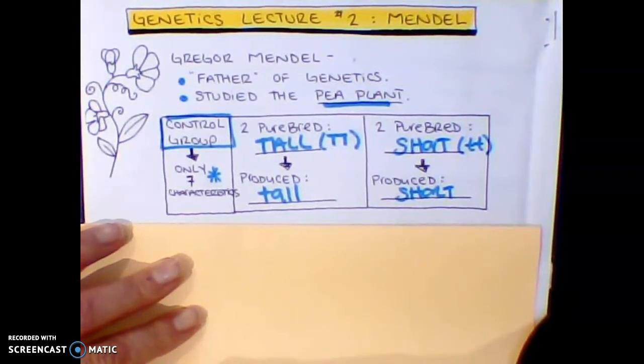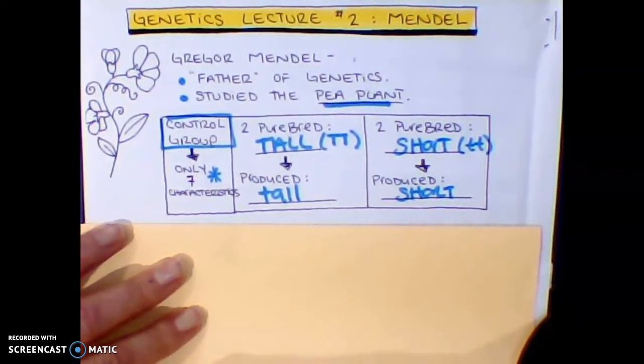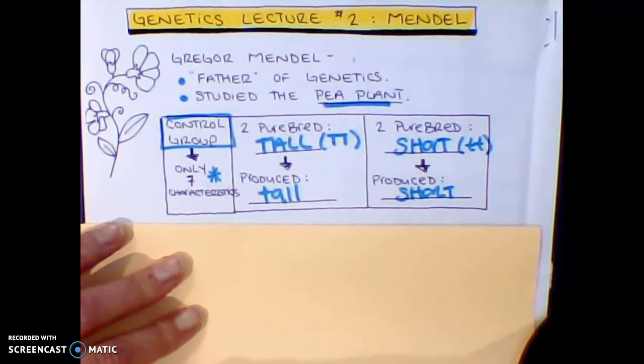Guys, this is Hole in Chambers Biology bringing to you Genetics Lecture 2, which deals with Gregory Mendel and his experiment on the pea plants, as well as how we were able to determine dominant and recessive traits, as well as figure out probability of characteristics in future generations.